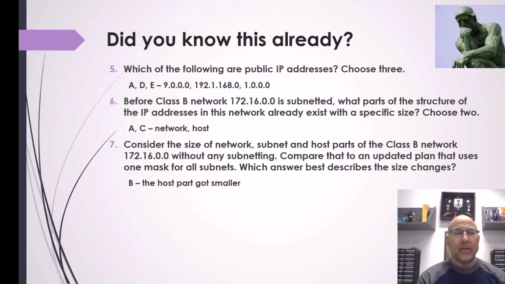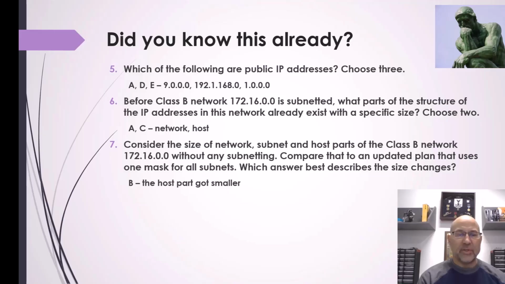They're all public. Question number 6, before Class B network 172.16 is subnetted, what parts of the structure of the IP addresses in this network already exist and with a specific size? So this is referring to the structure of the network itself. The answers there were A and C. This is a little bit of a tricky question. So the network and host portions are already there, and we're going to manipulate this by putting a subnet field in there and determining what the addresses are.